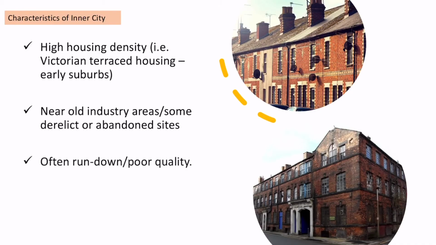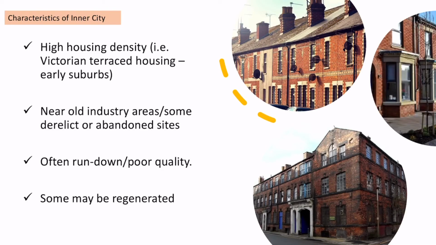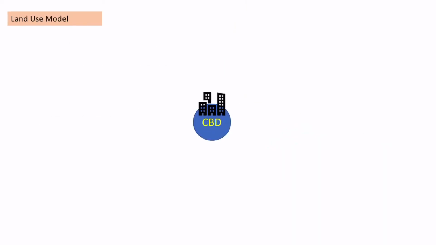Because of that, we often get run down, poor quality housing, but also poor building structures here, unless the government or local council has invested, and we're seeing that happening more and more. So you do get some of these terrace housing and buildings actually being regenerated. We talked about that in the video about urban processes, how as a city develops, in the latter stages you get urban regeneration, re-imaging and rebranding.